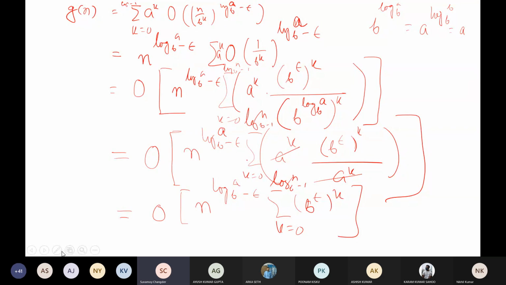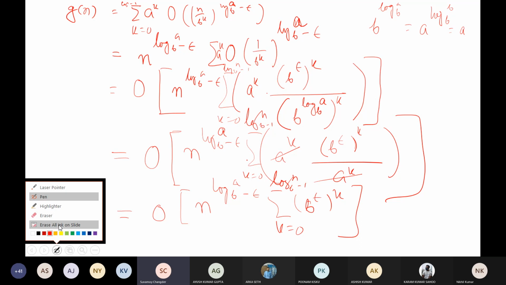Okay, so next we can write, let us start from here again: big O of n to the power log a base b minus epsilon into the sum of b to the power epsilon to the power k, where k varies from 0 to log n base b minus 1. So you know this is a GP series. So b to the power epsilon to the power 0, then b to the power epsilon to the power 1, GP series.